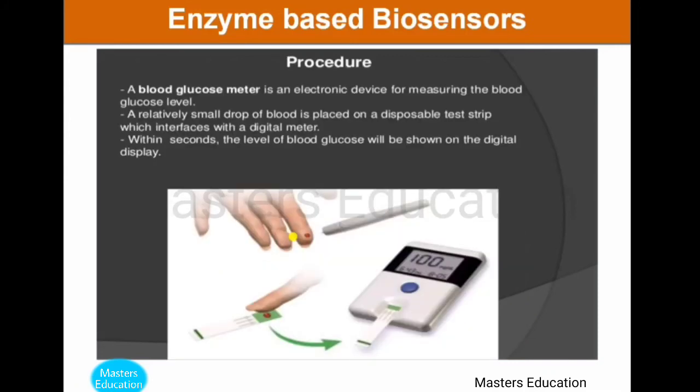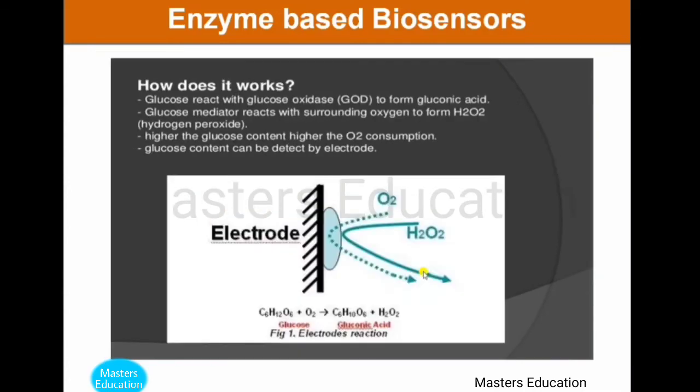Now, the procedure used in a glucometer. A simple process is carried out to detect the blood glucose level, in which a small drop of blood is placed on a disposable test strip which is attached to a digital meter. Within a few seconds, the level of glucose is displayed on the digital display. Now, how does it work? The working principle of this biosensor, the glucometer.